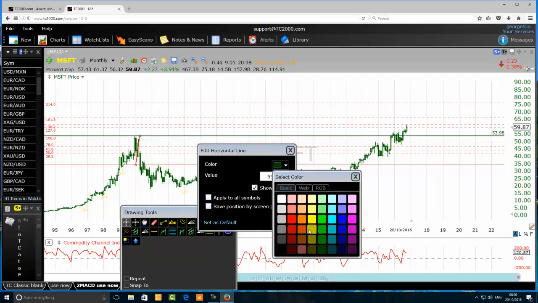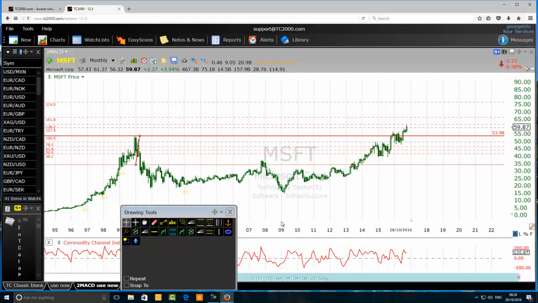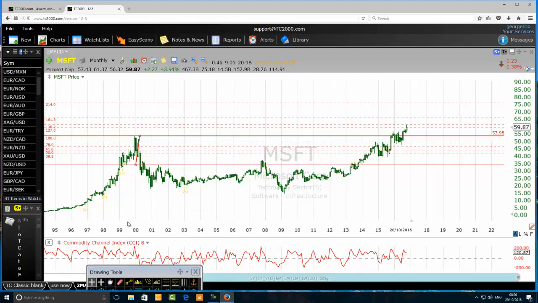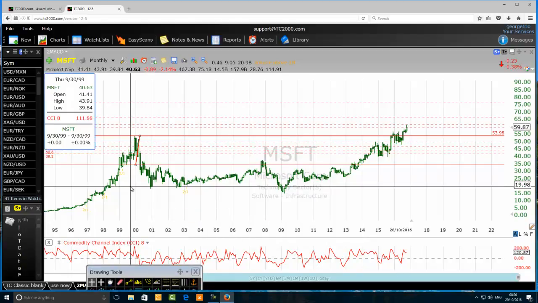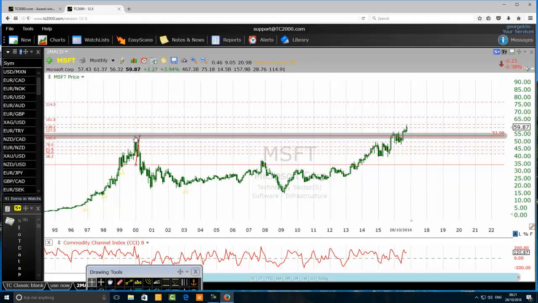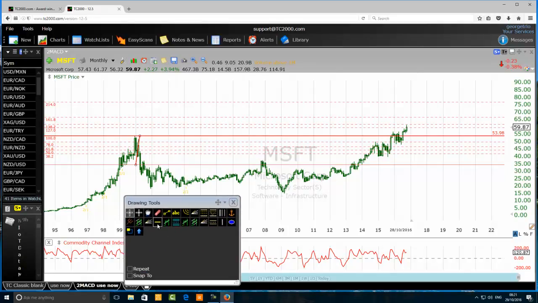Okay, years ago. That was achieved in 1999. There it is. That was a significant high. So now the price breaks above that significant high. The next challenge for the bullish progression is what? The 138.2% Fibonacci extension level.